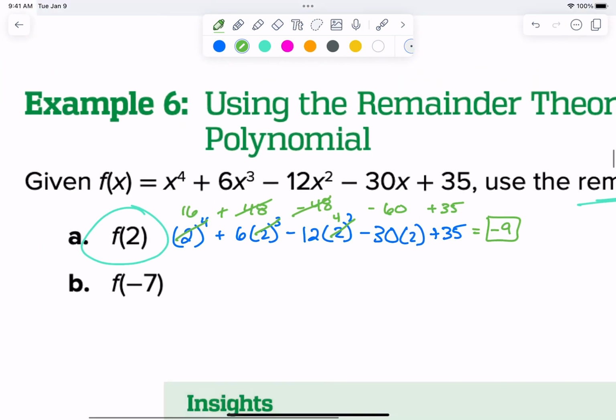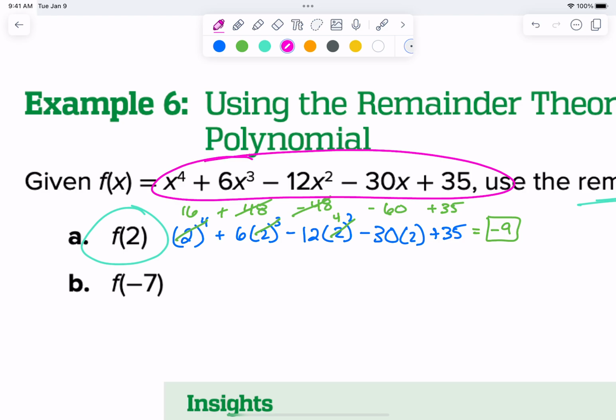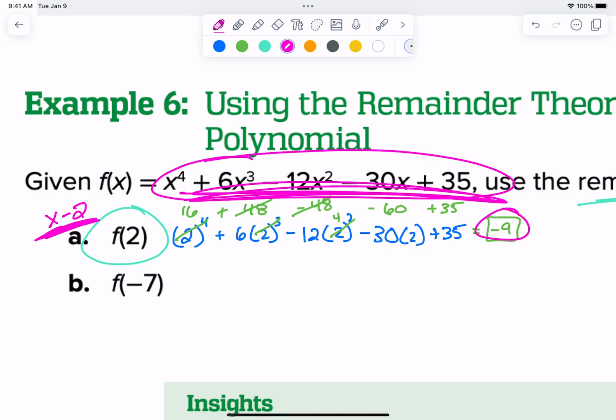Now, before we move on, that means if I were to take this polynomial and divide by x minus 2, do you understand why it's x minus 2? Yes, because you set it equal to 0. So if I were dividing by x minus 2, I would get -9 as my remainder. Does that make sense? Okay, let's do the other one.